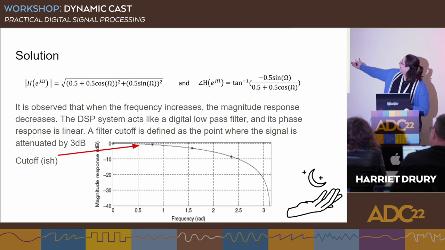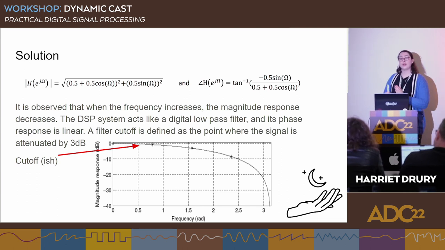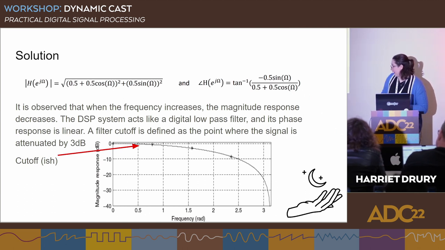So this is what this looks like plotted. It's observed that when the frequency increases, the magnitude response decreases, basically. So it's acting like a digital low-pass filter, very common. So a filter cutoff, you'll hear a lot of the cutoff point. That's where we see the signal attenuated by 3 decibels, and that's where I drew that really bad arrow.